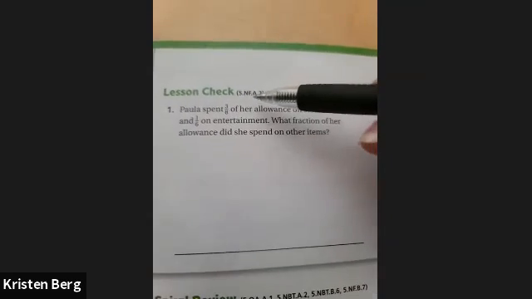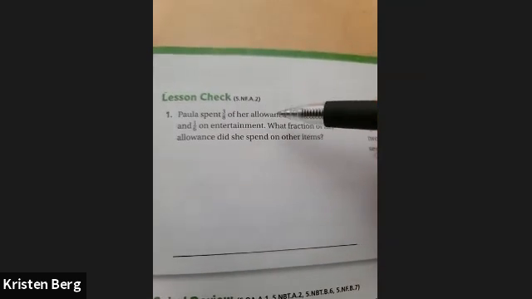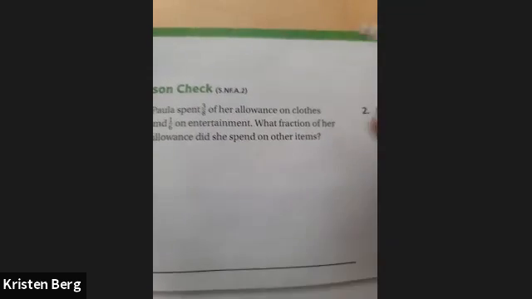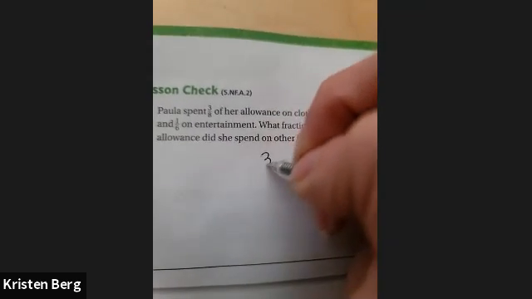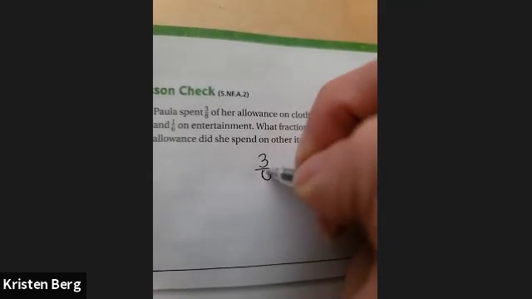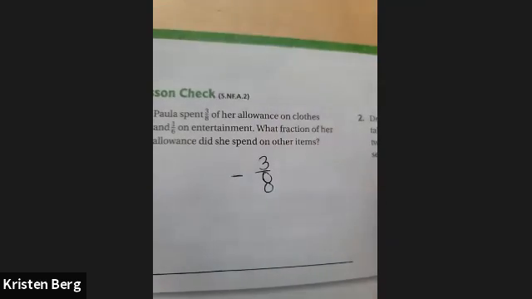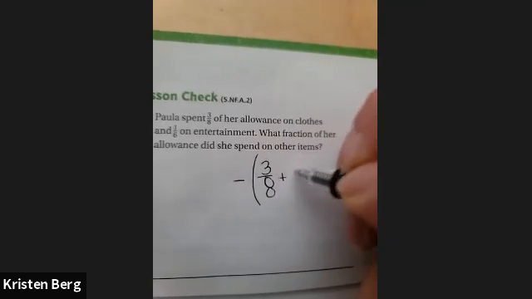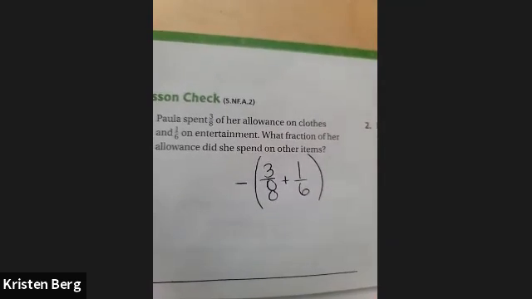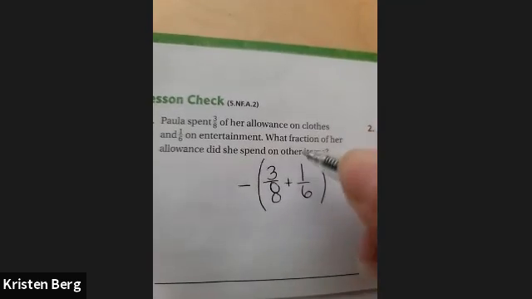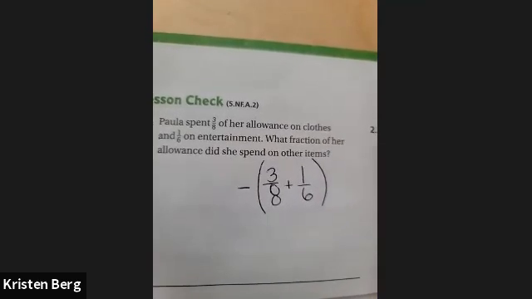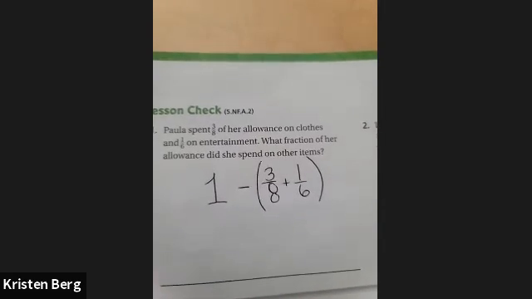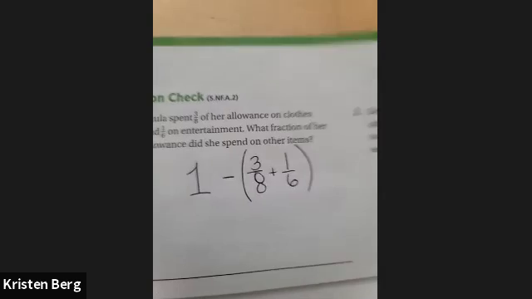It says Paula spent 3/8 of her allowance on clothes and 1/6 on entertainment. What fraction of her allowance did she spend on other items? So remember, it's telling you she spent from her whole allowance, she spent 3/8 plus 1/6. So it says her whole allowance. Well, we don't know what that is. So we're just going to say 1 as like 1 whole allowance. And then we're going to subtract off what she used.